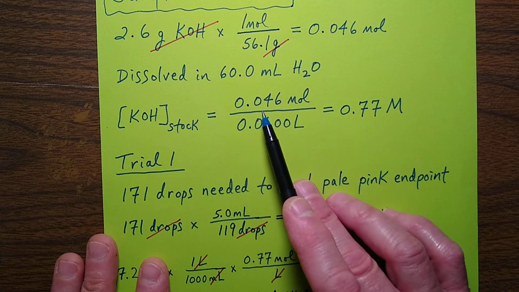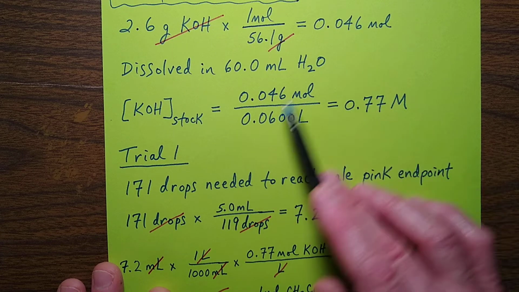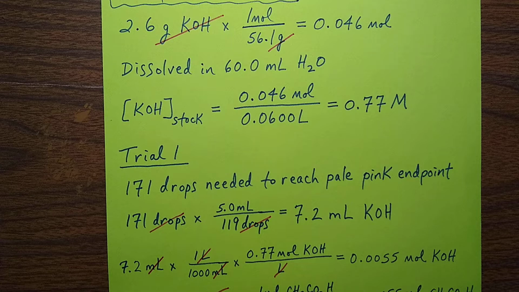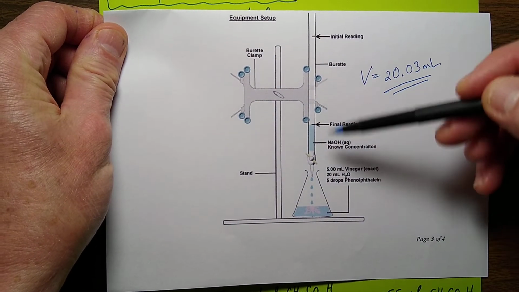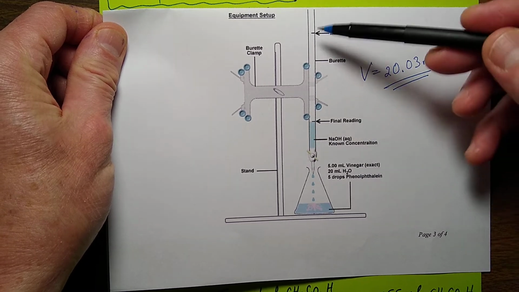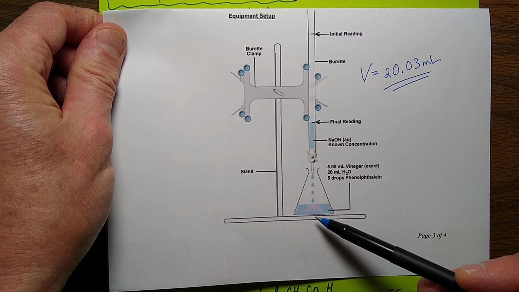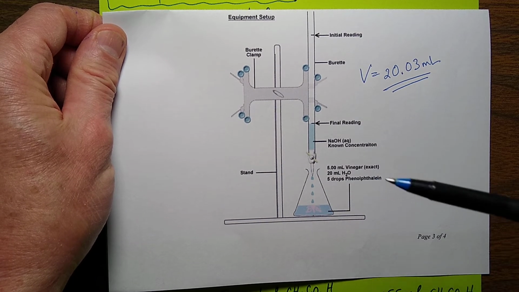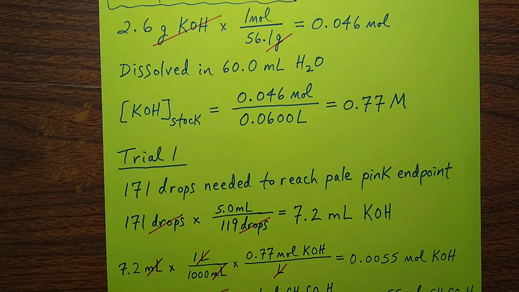I dissolved it in 60.0 milliliters of water. Let's say I did that. What's the concentration of my stock solution that I'm using? And remember, the stock solution is what goes into the burette. That's what you know. You know the molarity of this. You can control how much volume you add. You can control how much volume of vinegar you're using, but you don't know its concentration. So that's the fourth variable in that equation that you're calculating.